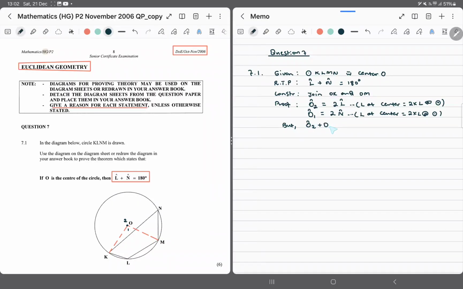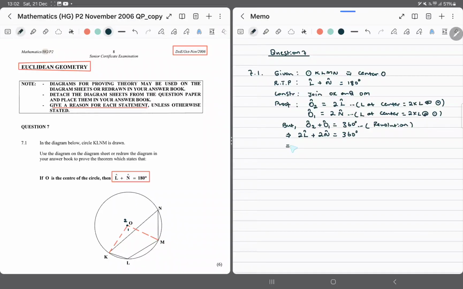angle O2 plus angle O1 gives us 360 degrees. Why is that? This is the revolution, or one can say angles around a point. So this implies, now what is O2? It's 2 times angle L. What is O1? 2 times angle N. This gives us 360 degrees.